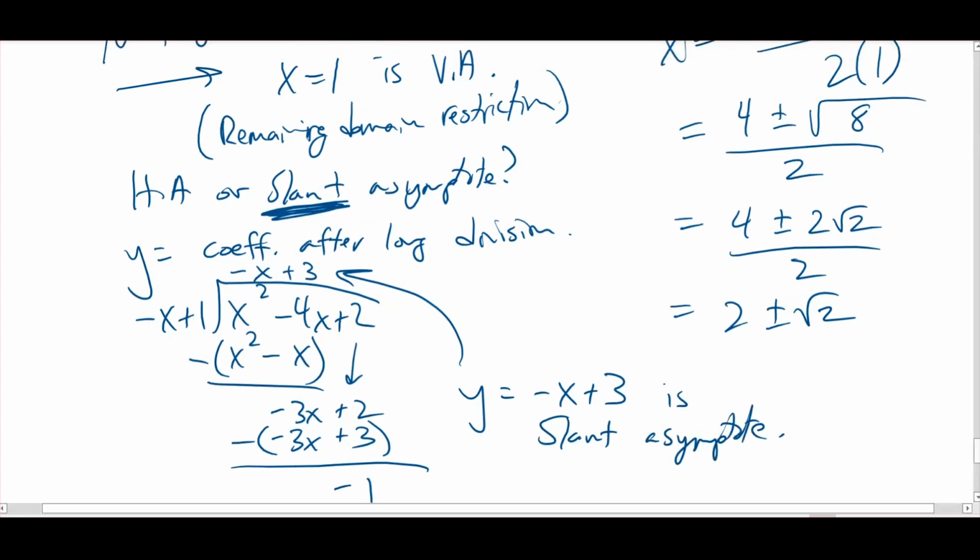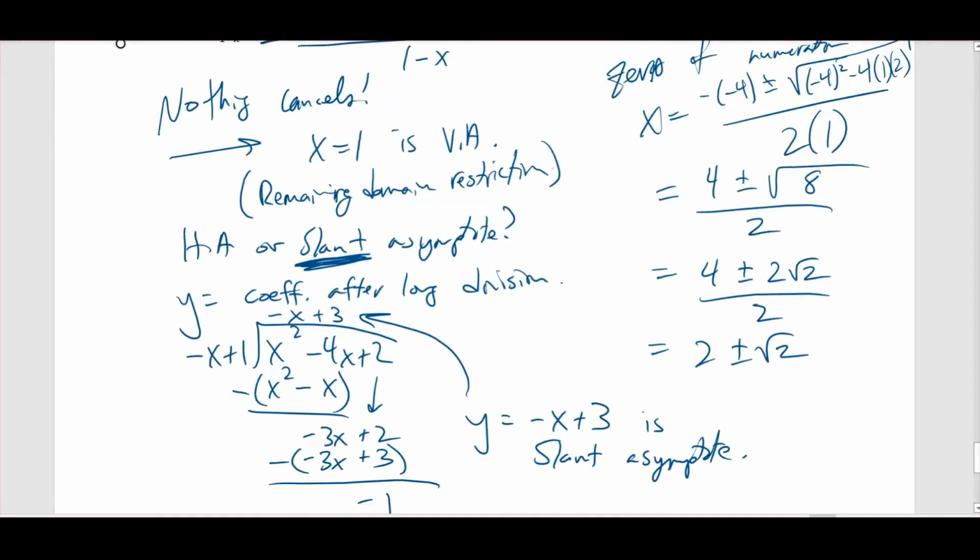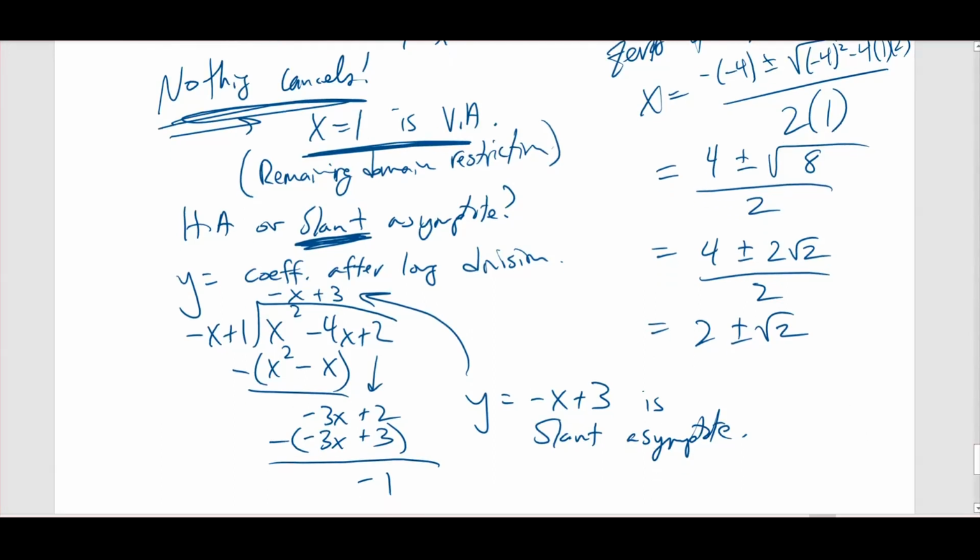Okay, so we can start thinking of the picture, right? There's no holes. Nothing canceled, there's no holes, but we did have x equals 1 as a vertical asymptote. We've got y equals negative x plus 3 as a slant asymptote. Okay, so if we're going to draw the picture here, draw your asymptotes on there. So x equals 1 is a vertical asymptote. And then y equals negative x plus 3 is a slant asymptote. So this is the line that goes through 0, 3, and it's got slope negative 1. So here is another asymptote.